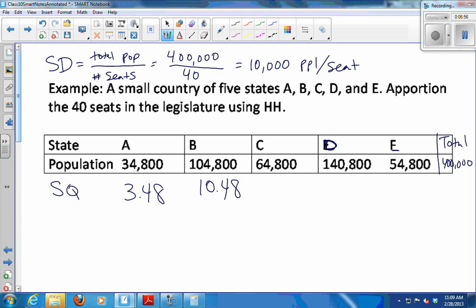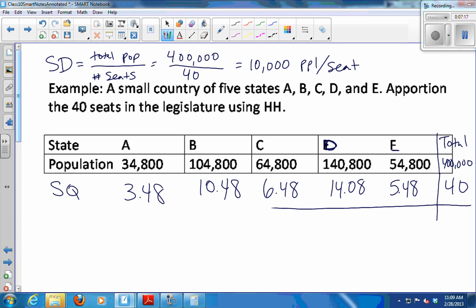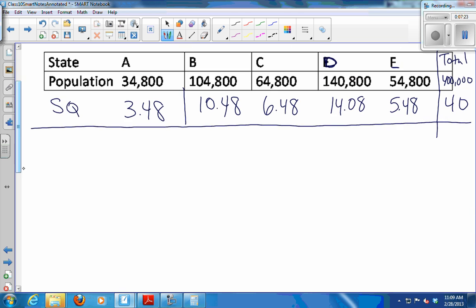All right, 64,800, so that's going to be 6.48. And this would be 14.08 and 5.48. And when we add up all the standard quotas, we should get exactly 40 if we did everything right. Okay, so now I have to decide how to round these things.